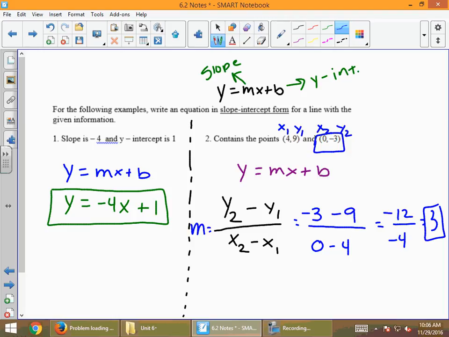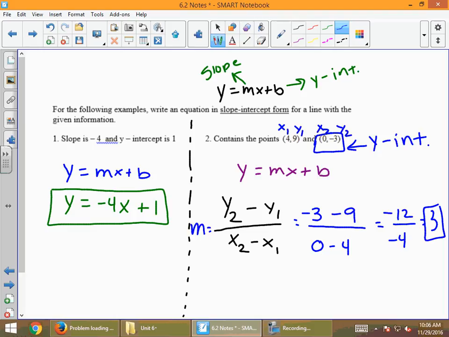That's not always going to be the case, because remember, the y-intercept is where the graph crosses the y-axis. That means the x value is always what? 0. So we happen to have our y-intercept on this problem, just not written in a sentence. It's written as a point. That's not always going to be the case. It's going to be very rare that you're given your y-intercept.